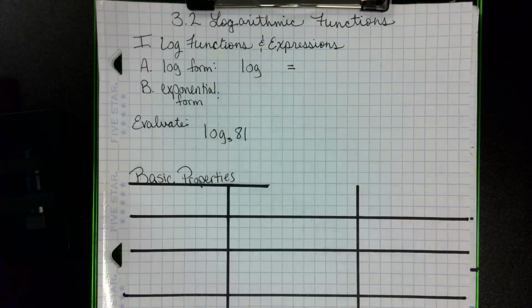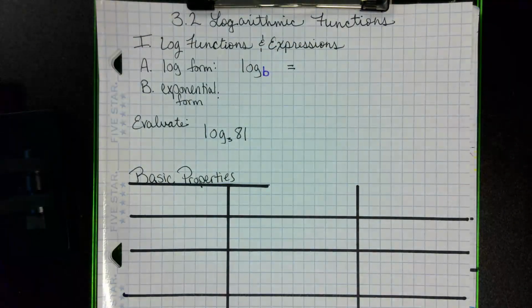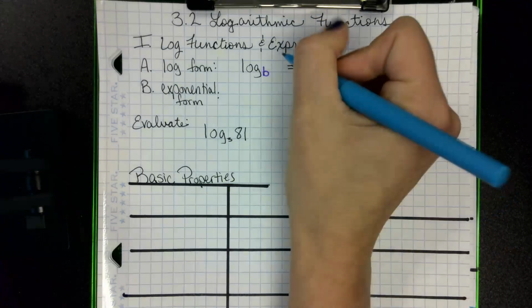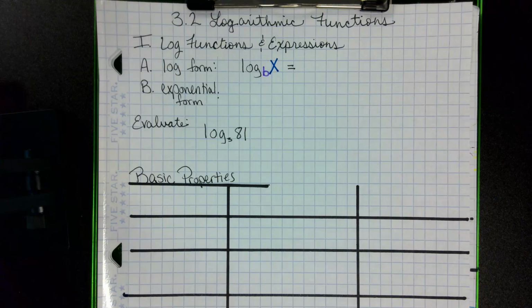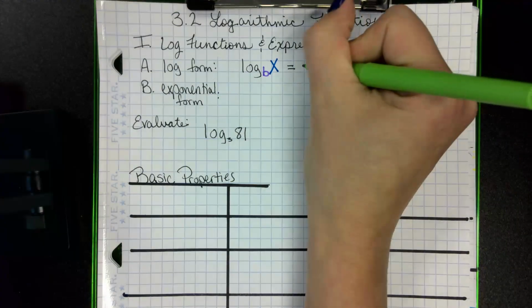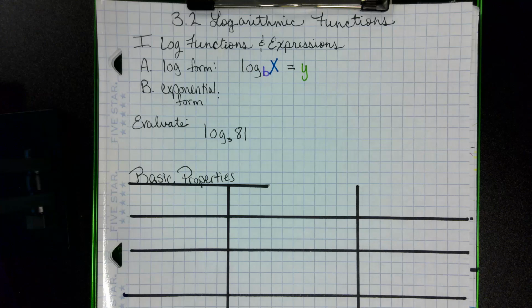In log form, if we would have log base b of x equals y. And make sure when you write your base, it's a subscript. It's not a full-size b. It's smaller and a little bit underneath the g for log. Like the way an exponent is little and up, the subscript is little and down. So log base b of x equals y.